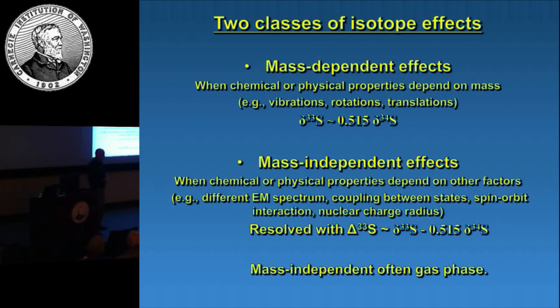Now there's another type of isotope effect that's called mass independent effects, and it arises when other factors enter into the chemistry or the physics of the process. Now this could be if you're dealing with photolysis, the spectrum of UV light, how that convolves with the absorption spectra of the molecules. It could be if you're dealing with excited states in gas phase, coupling between states, determining rates of reactions for different isotopic species.